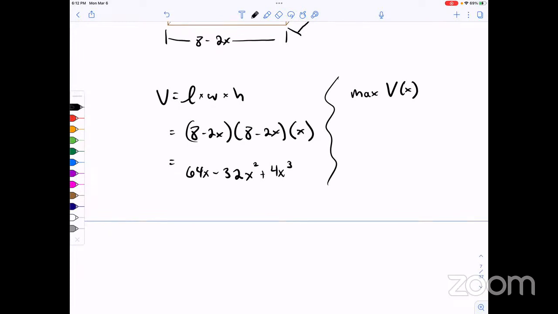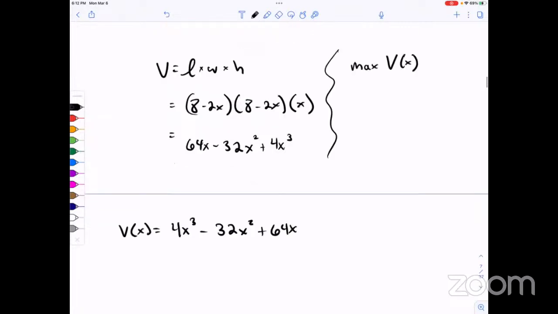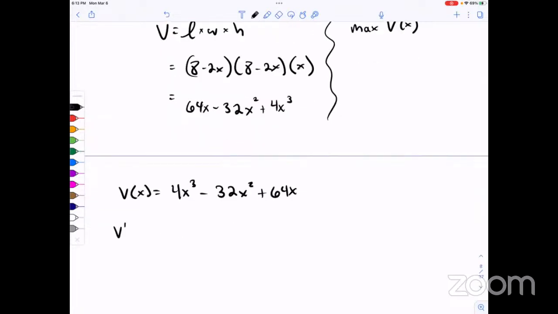so for our V of x, right now we have this 4x cubed minus 32x squared plus 64x, right? So let's go ahead and find the derivative. So V prime, 4 times 3 is 12x squared minus 64x plus 64, okay? So to find our critical values, now again, this is a polynomial, so it'll never be undefined. So that leaves the only candidates for our critical values are going to come out when we set the derivative equal to 0.